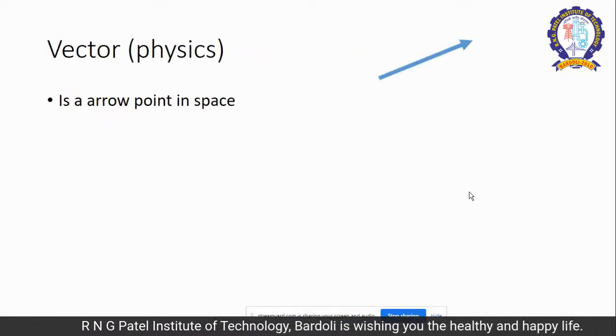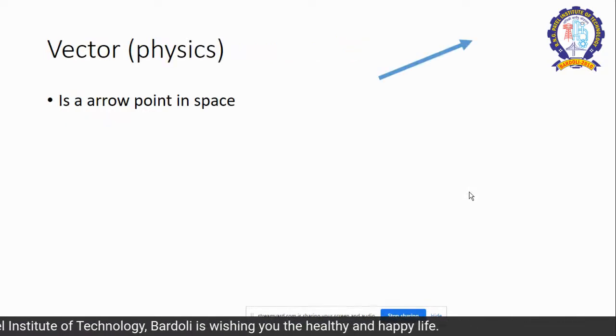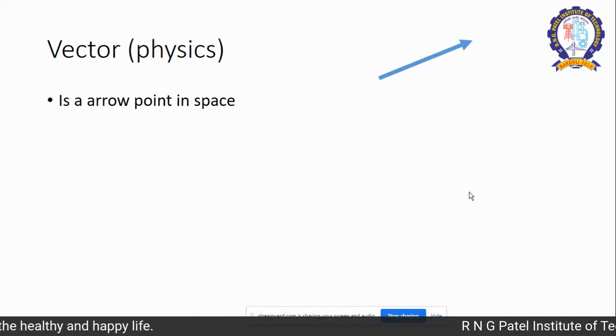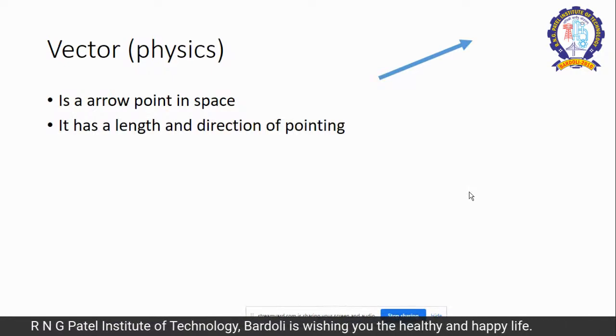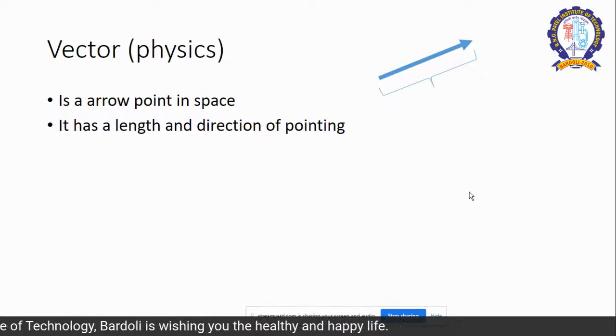So let us see how the vector can be identified in physics. There is an arrow pointing in space. This is considered as a vector in physics. So it has a length and a direction of pointing. We can find out the length of that, and it has a direction.